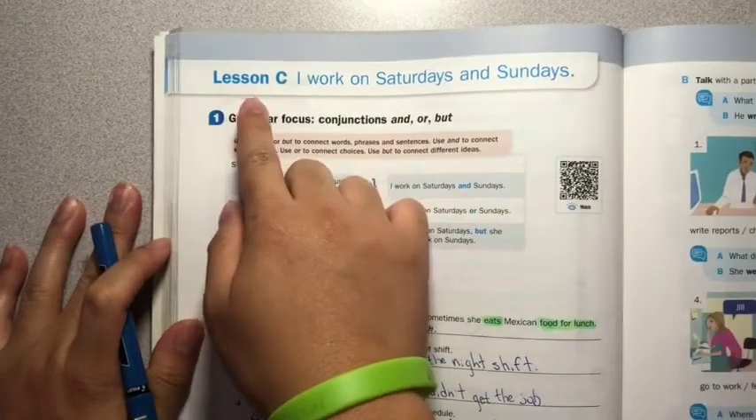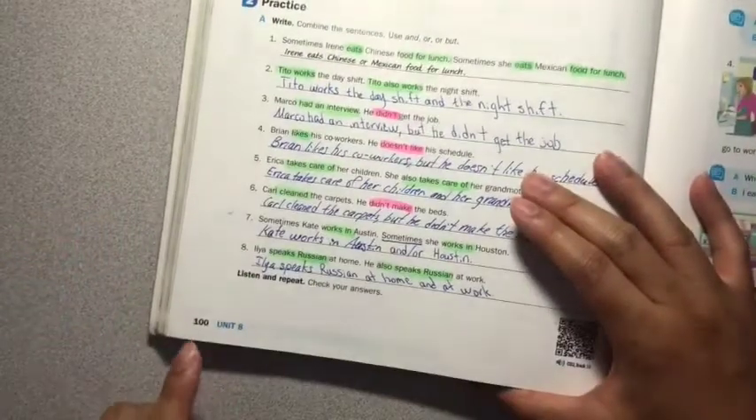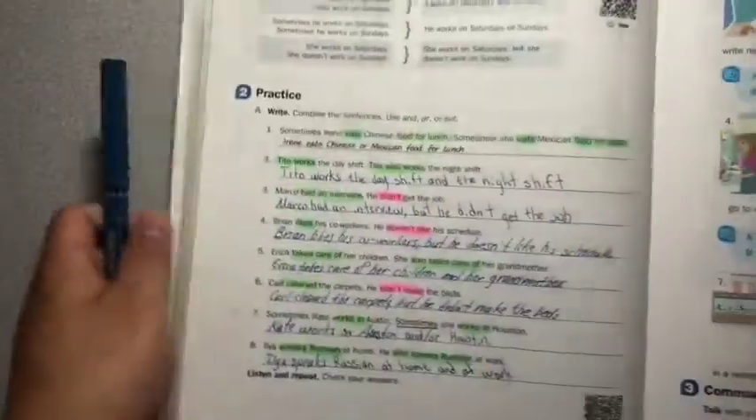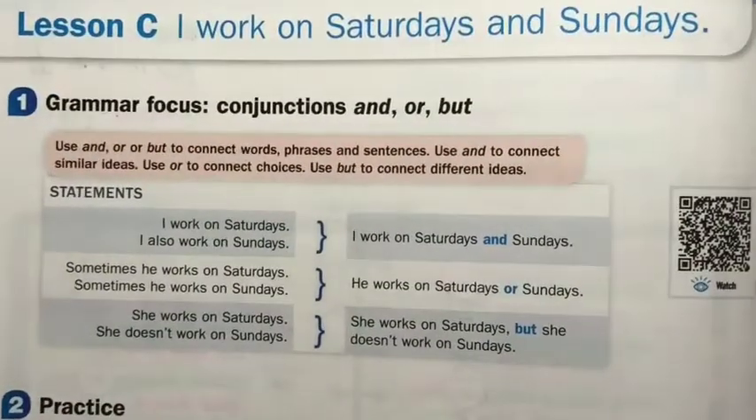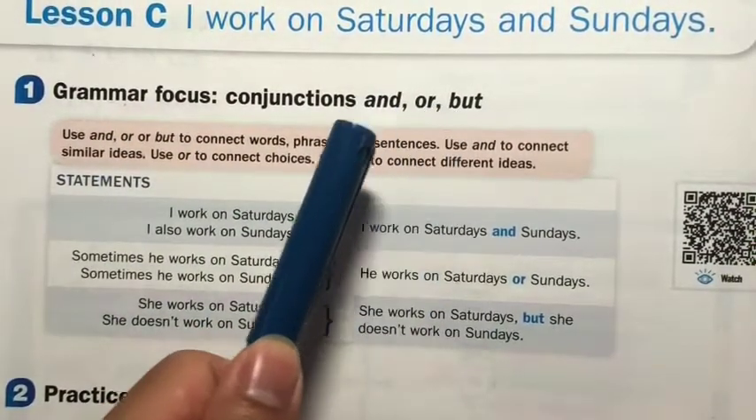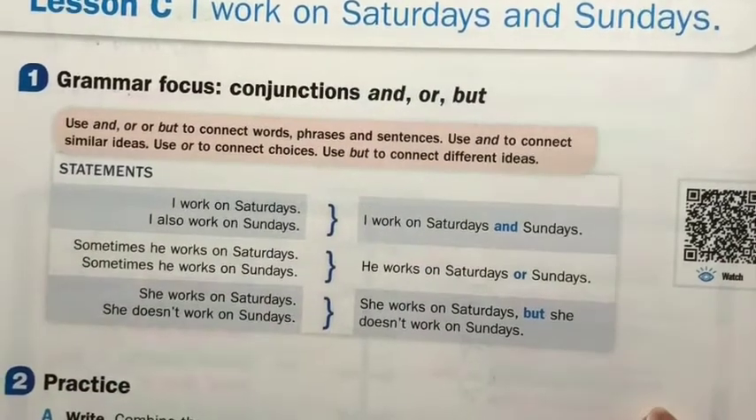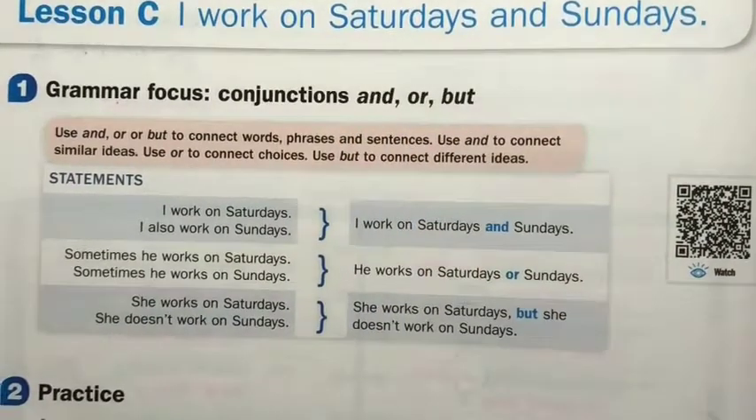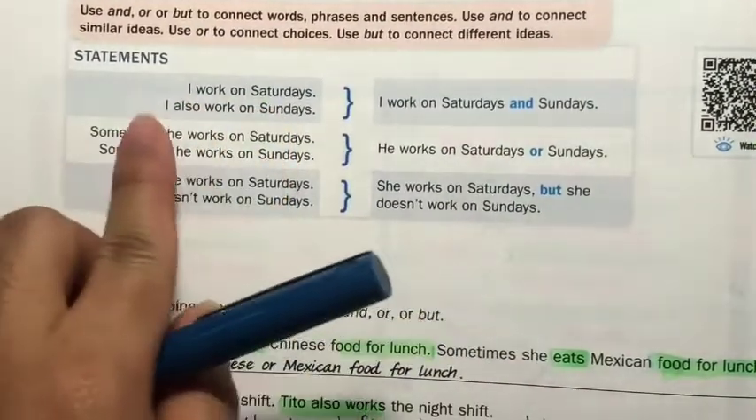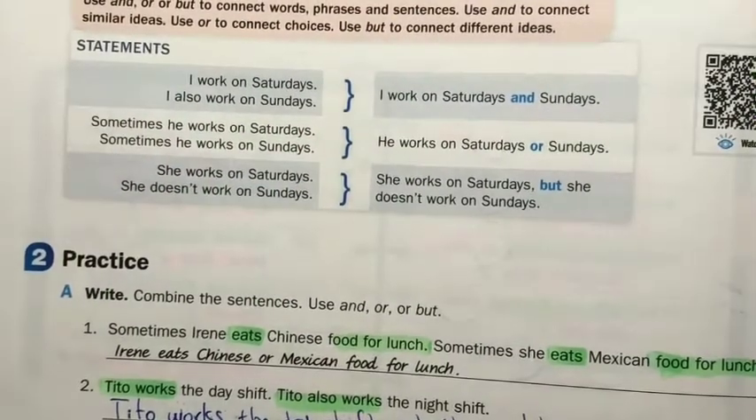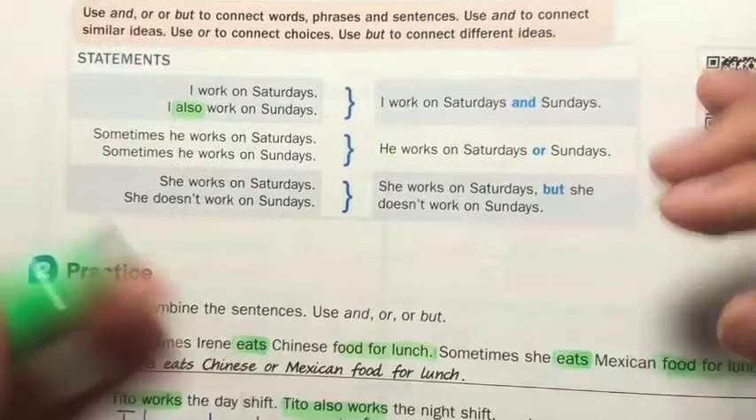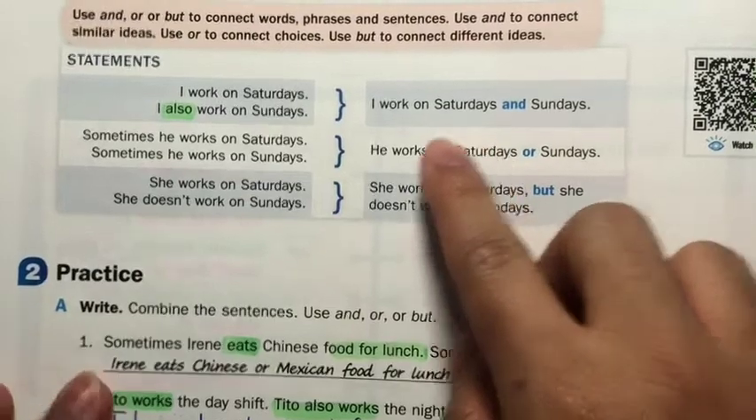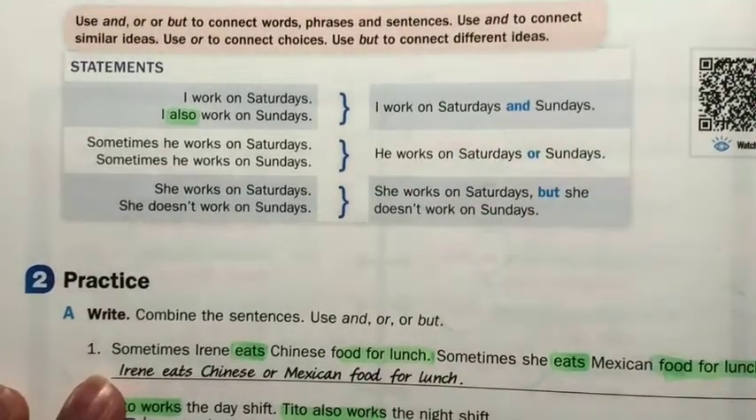Okay, now let's review Lesson C. Lesson C is on page 100 in your student book. We're talking about the words and, or, and but. We use the word and when we're talking about two similar things, two similar sentences. So we can say, I work on Saturdays, I also work on Sundays. A word that helps you is the word also. If you see also, you probably use the word and to connect them. So we can say, I work on Saturdays and Sundays.